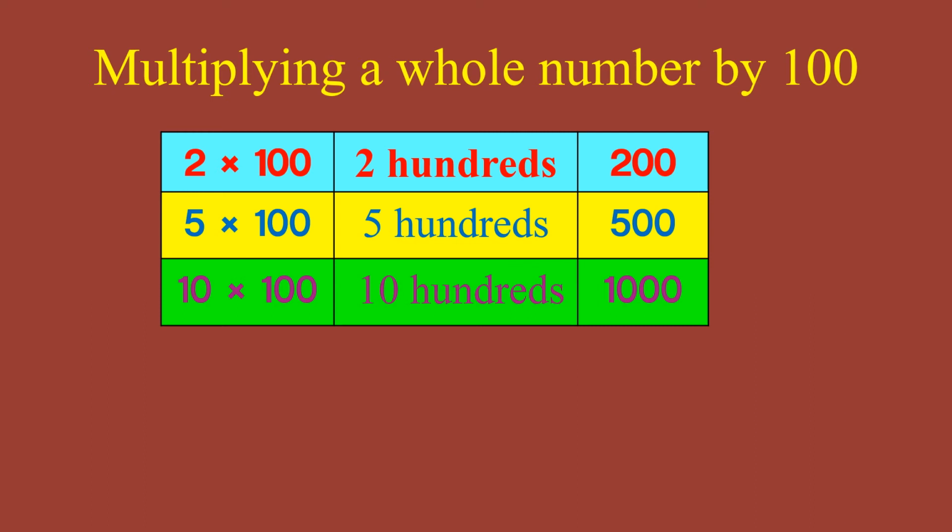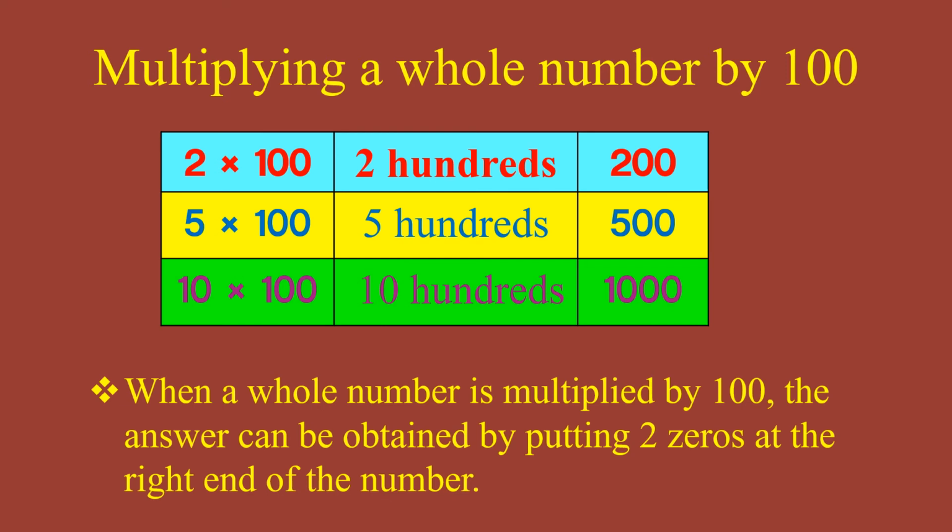So there also we can see a pattern of getting the answer using an easy method, isn't that so? So what is the method? When a whole number is multiplied by 100, the answer can be obtained by putting 2 zeros at the right end of the number. Isn't that so?